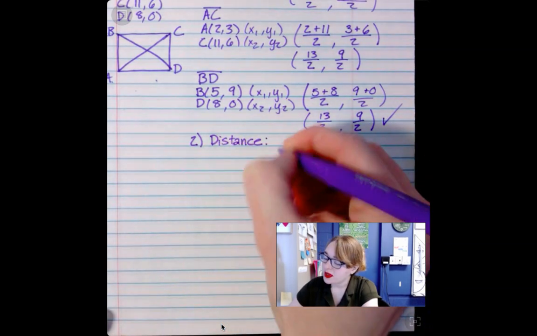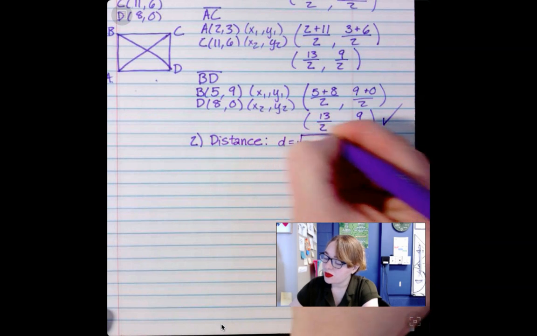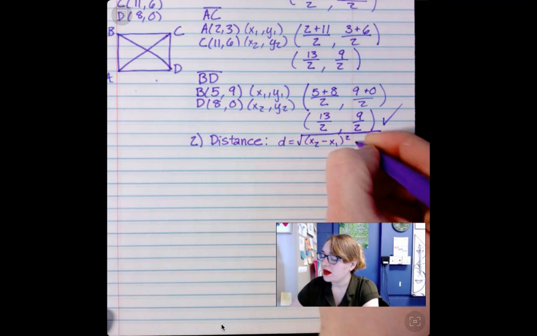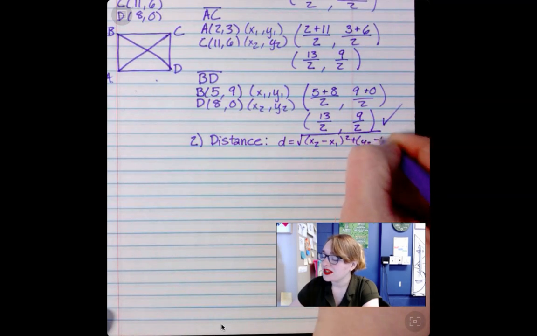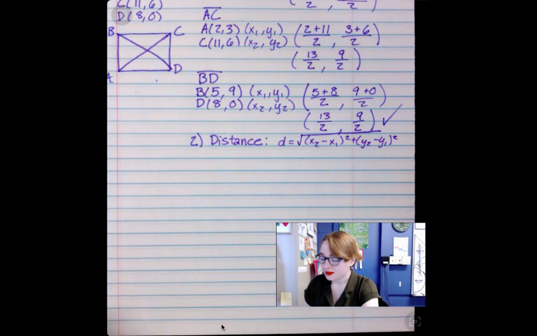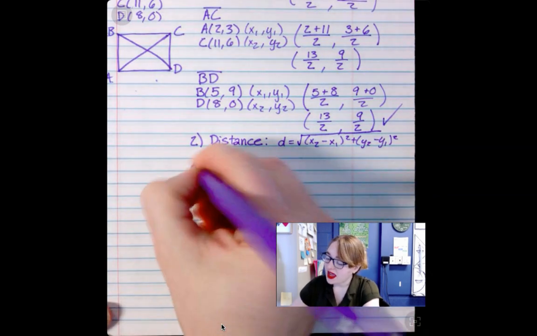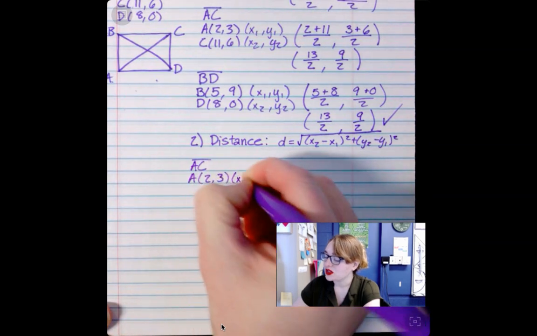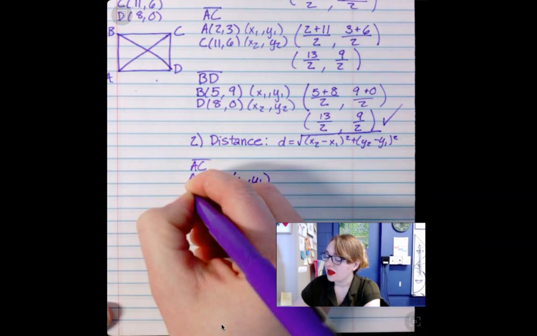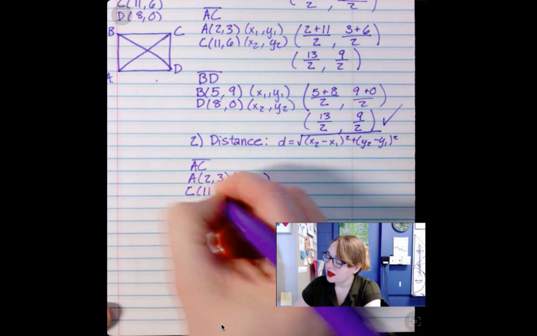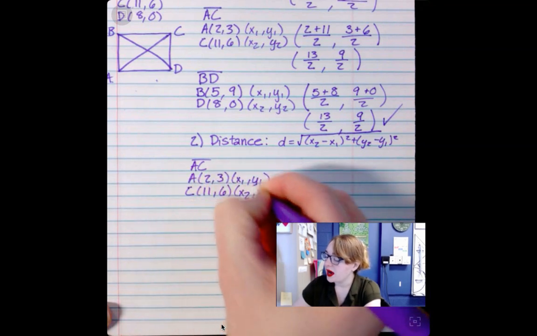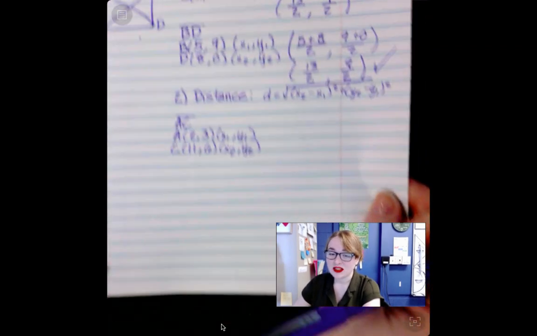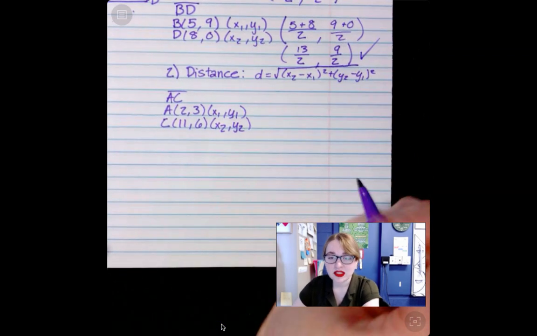Remember that our distance formula is d is equal to the square root of x2 minus x1 squared plus y2 minus y1 squared. Okay, again doing AC first. Again picking A at 2, 3 to be my x1, y1, and C at 11, 6 to be my x2, y2. And remember that this does not matter. You can pick either point to be your favorite. I just picked these arbitrarily. And then we plug it into the formula.